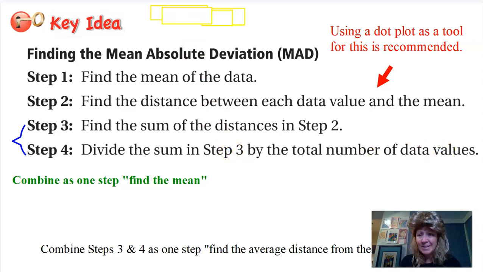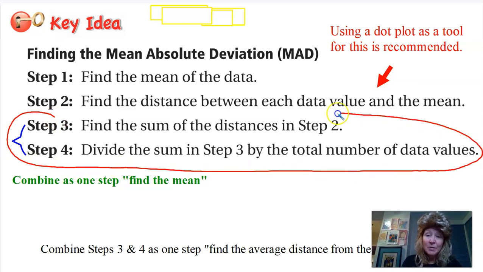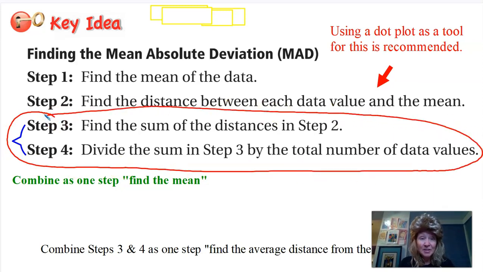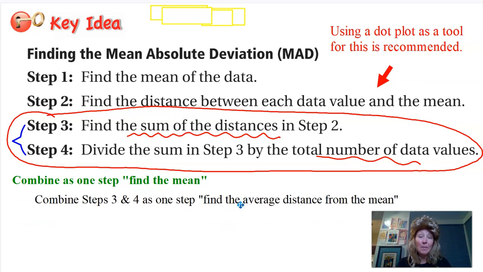Well, wait a minute. This sounds like when you find the mean again. So what you're doing is you're finding the average distance by taking all of those distances and adding them together and dividing by the number. So notice how underneath it says combine as one step. So combine steps 3 and 4, you're finding the average distance from the mean. And when you find an average, you add up all the numbers and divide by how many.